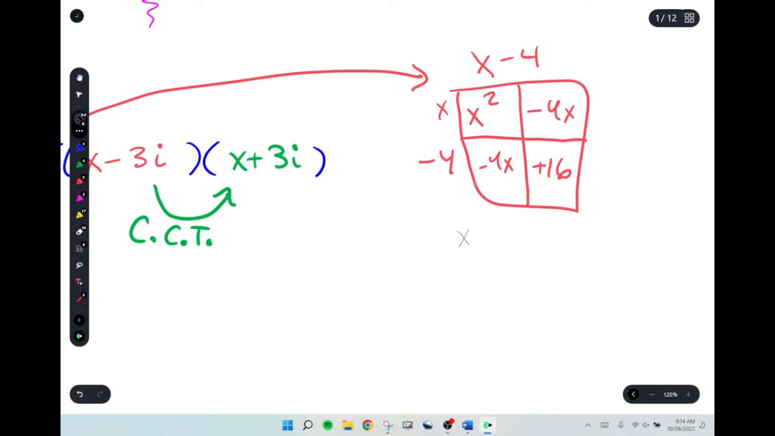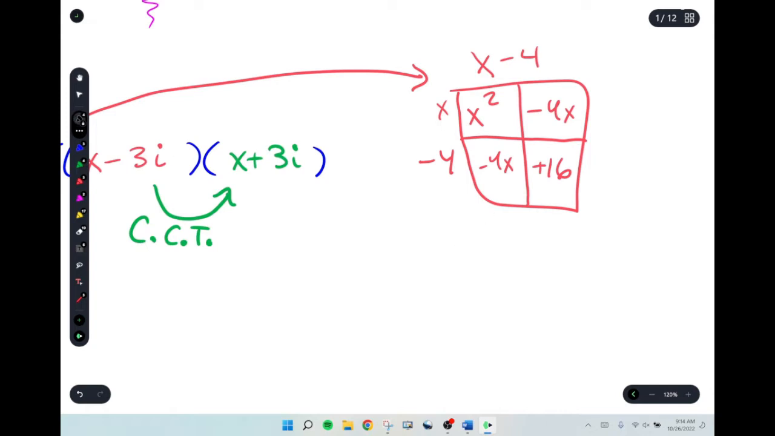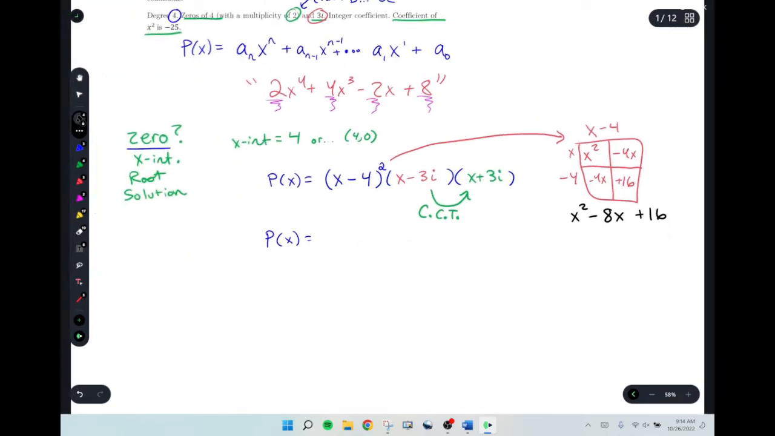So that yields us x squared. Ooh, I need to make that bigger. X squared. Now I'm nervous. Minus 8x plus 16, right? And that's just that first blue thing. X squared minus 8x plus 16, times x minus 3i. This is going to be ugly. X plus 3i. Okay?